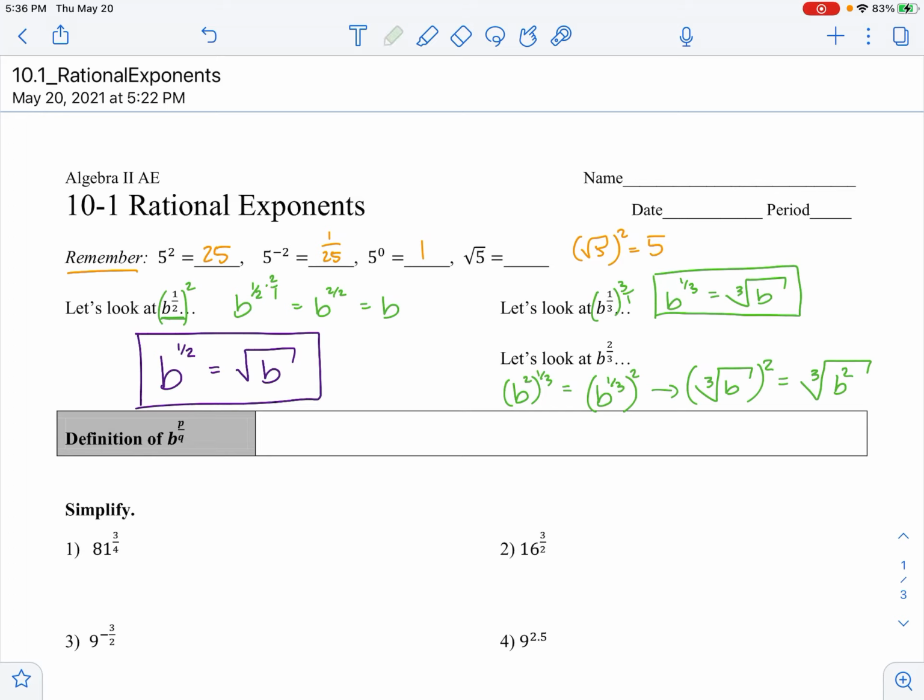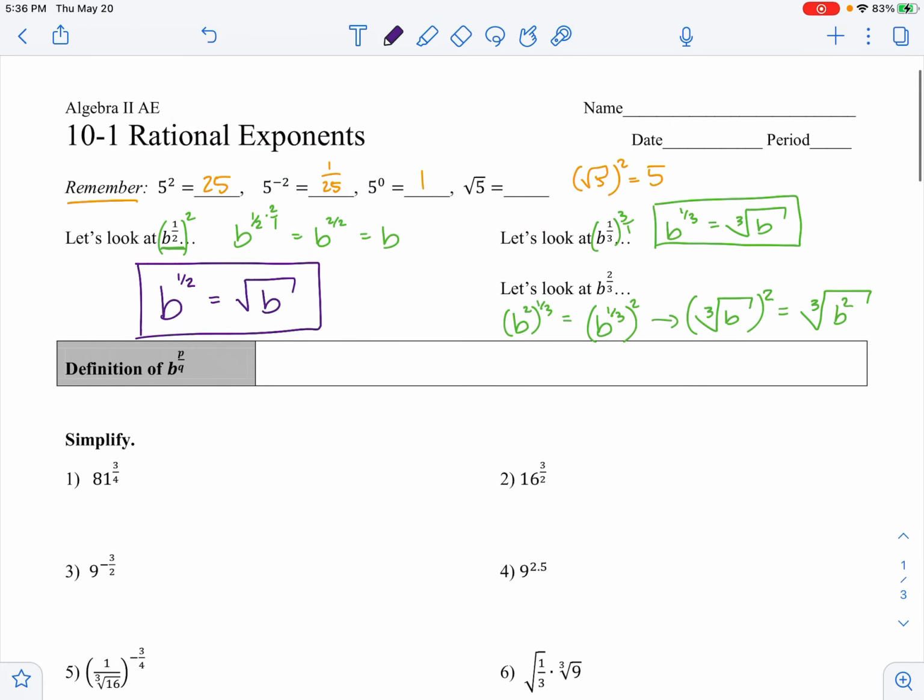So our definition here, any base raised to a fractional power, the denominator is the index of your root. The numerator is just a normal exponent. However, it does not matter what order you do that in. So you could have either of these statements. All right, let's take a look at just a couple quick examples and see what happens with some numbers here.